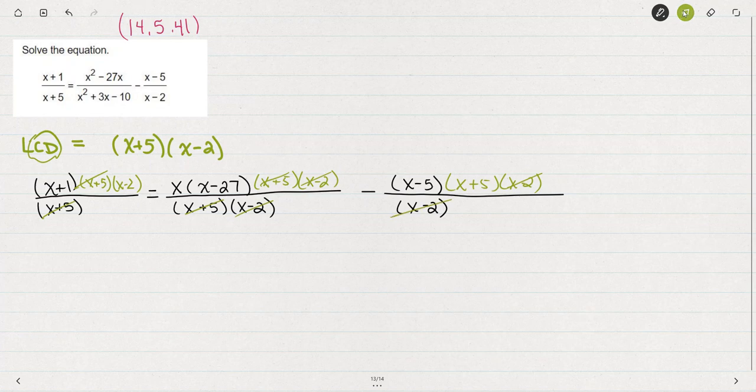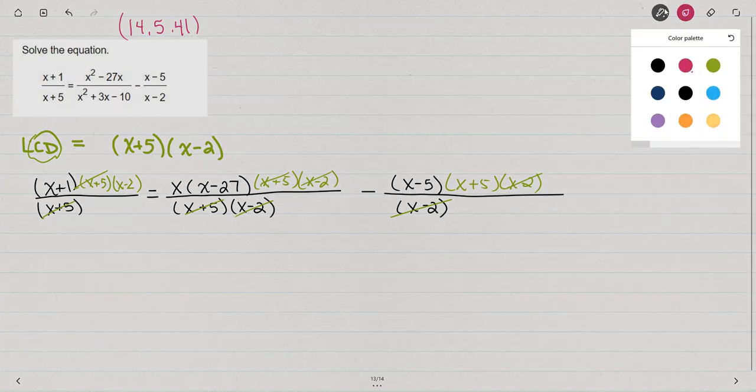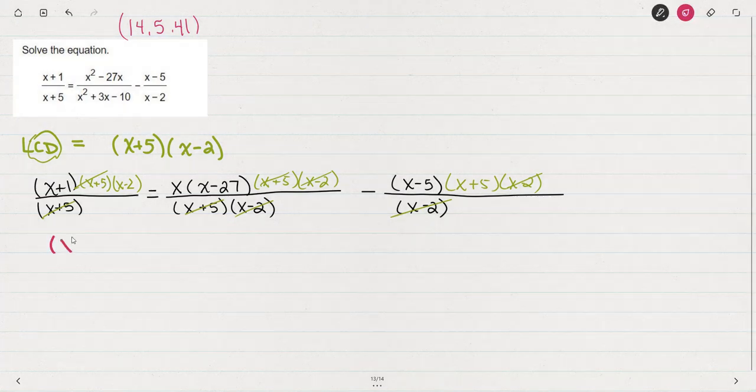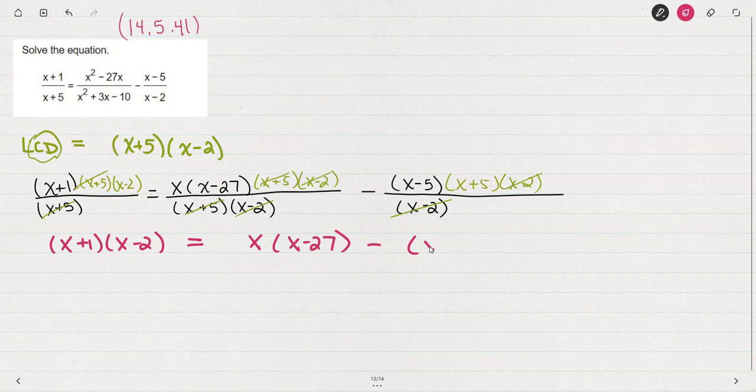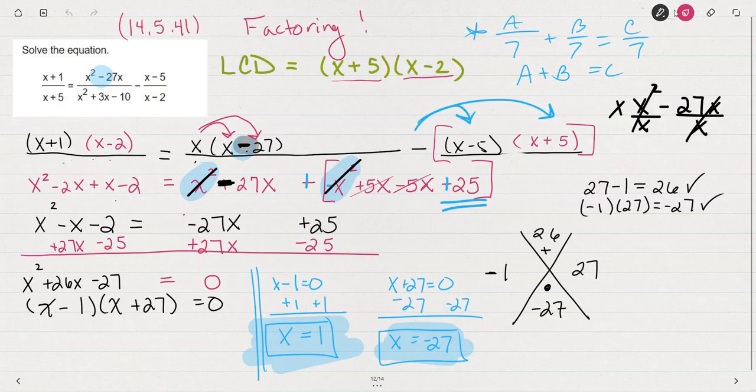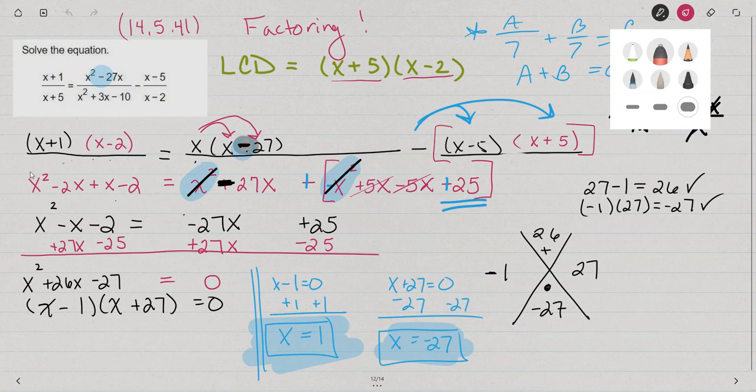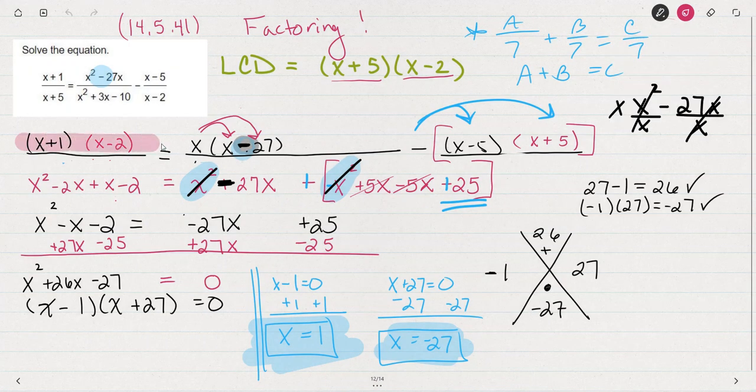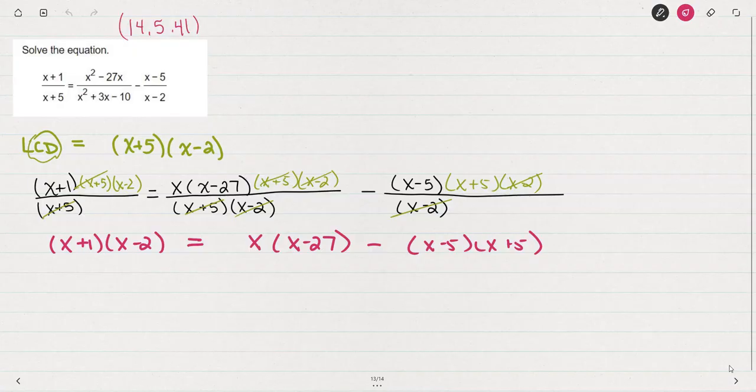Do you see what we have here? Does that look familiar? Let me highlight what we have. We now have x plus 1 times x minus 2 equals x minus 27 minus x minus 5 times x plus 5. It's the same thing we had on the previous page. So from this point right here, we just continue and do the same process again. I'm going to go ahead and do that one more time.